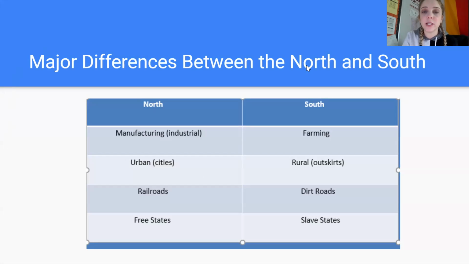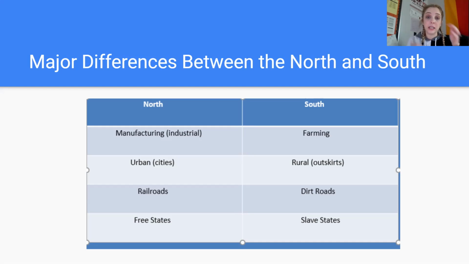So major differences that we find between the North and the South at this time. We see lots of factories, businesses, textile industries in the North, okay? Highly urbanized, a lot of cities. People are moving from the rural areas into towns. In the South, it's a lot more farm-based. Plantations, slavery is being practiced, right? And we're looking at the outskirts of these cities.